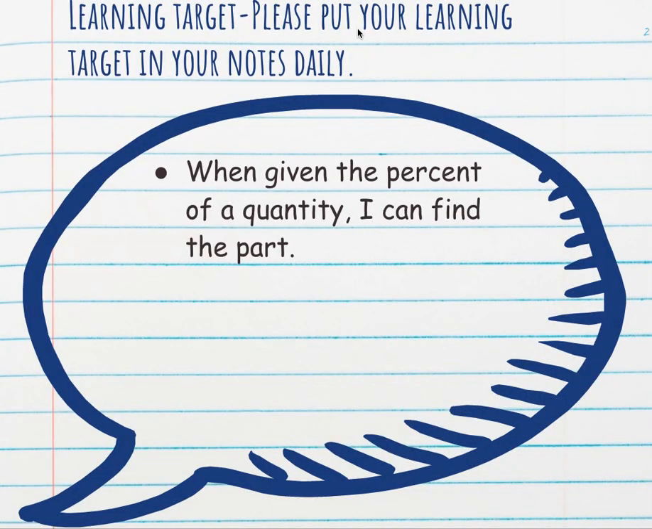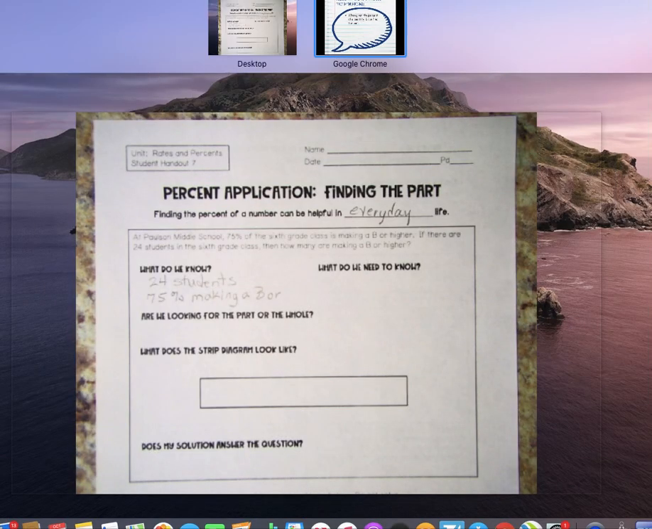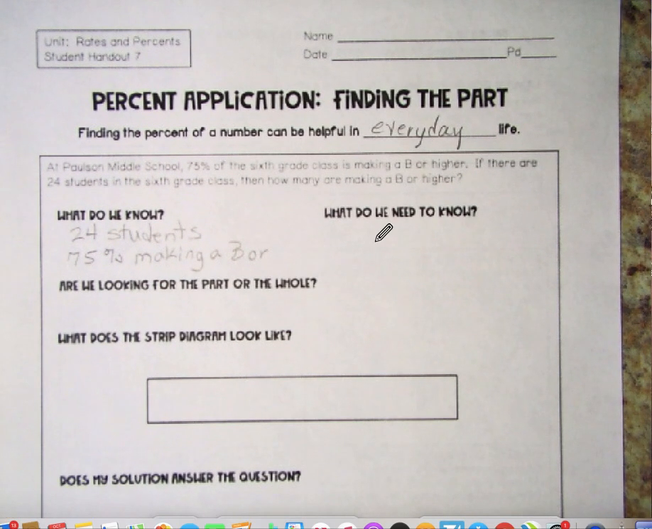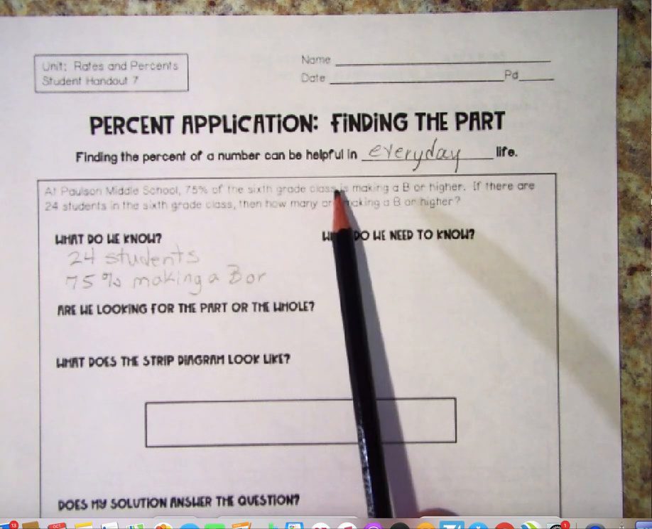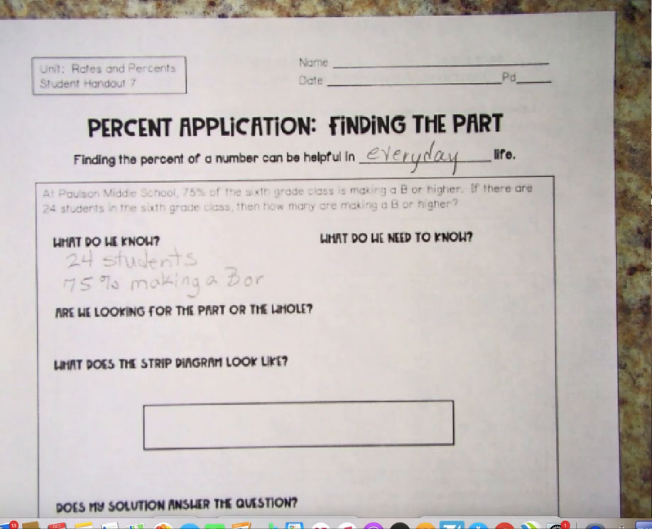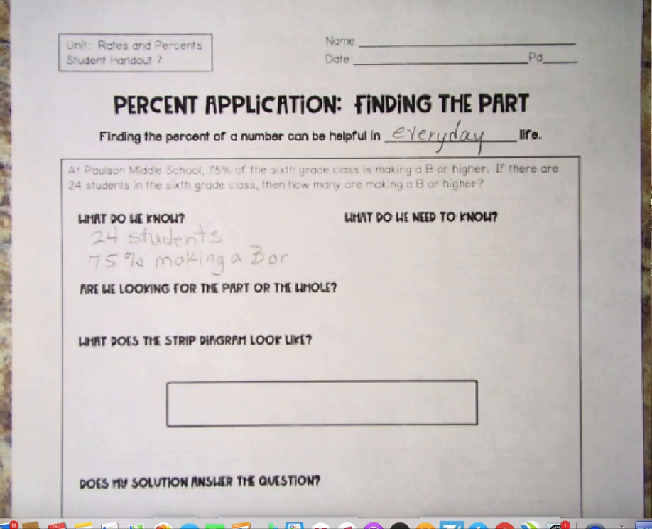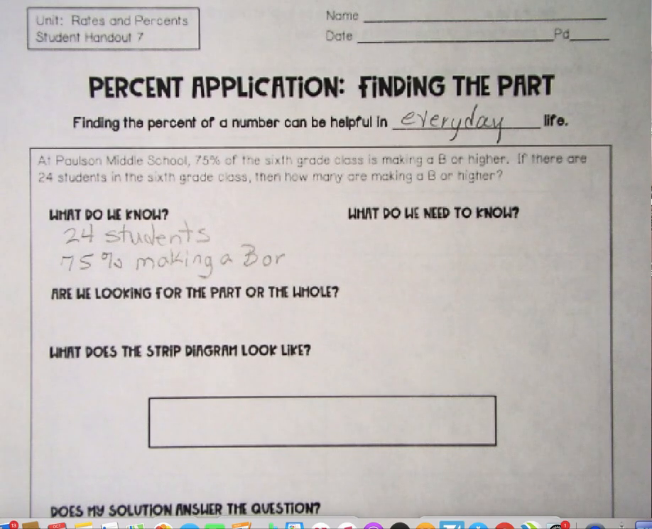Your learning goal for today: when given the percent of a quantity, I can find the part. Okay, so here's where we are, and I have gone ahead and filled out a little bit of this. Finding the percent of a number can be helpful in everyday life. Remember I told you early on when we started this unit, if you didn't get anything else out of this year, I wanted you to know how to do percents. That would be the one that would be most beneficial to you.